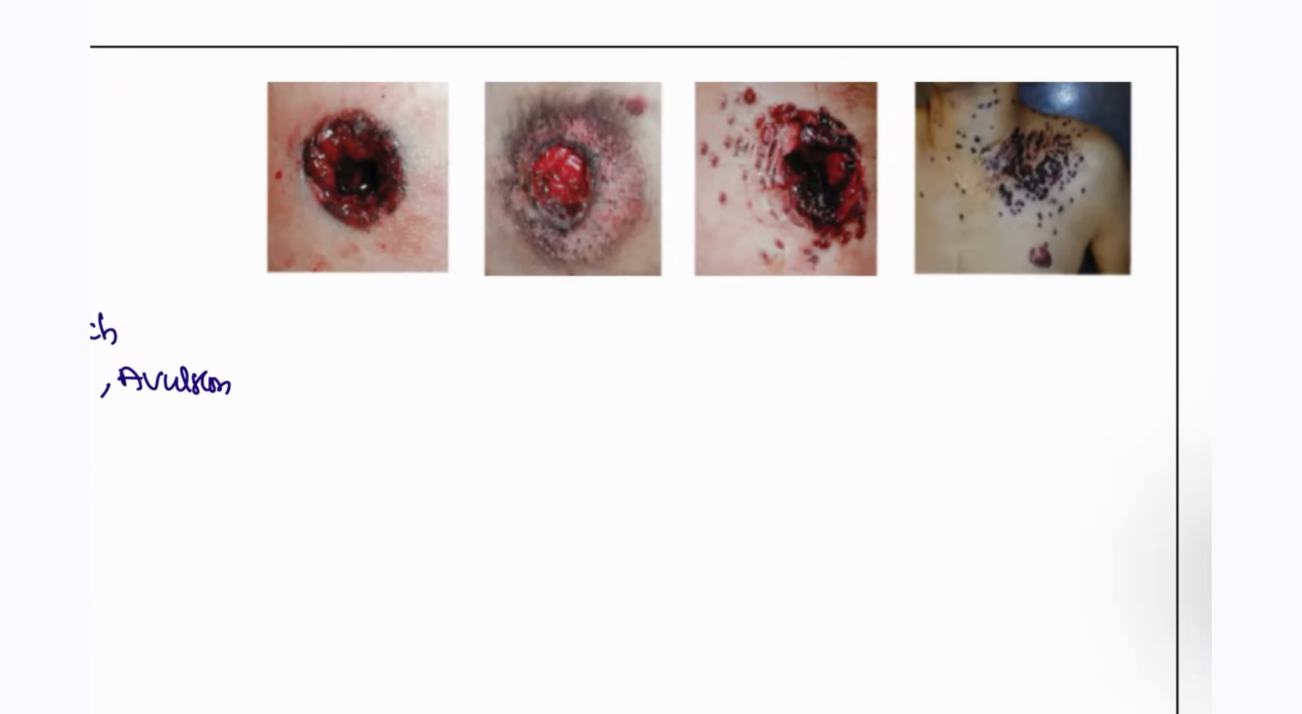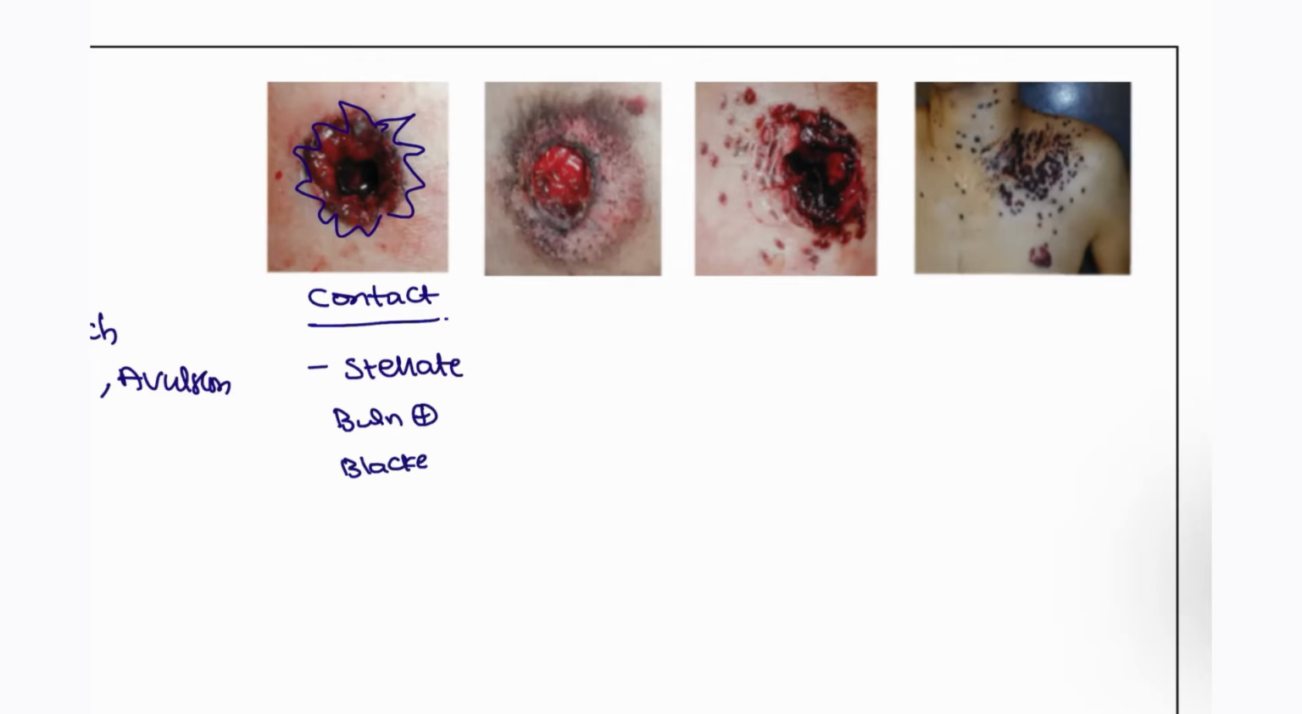Next, coming to the bullet wounds. This wound is known as a contact shot. So how can you understand this is the contact shot? Because stellate shape will be seen with the contact wound. This bullet wound will also show burning, and blackening is also seen, and tattooing. All these features will be seen in the contact shot.